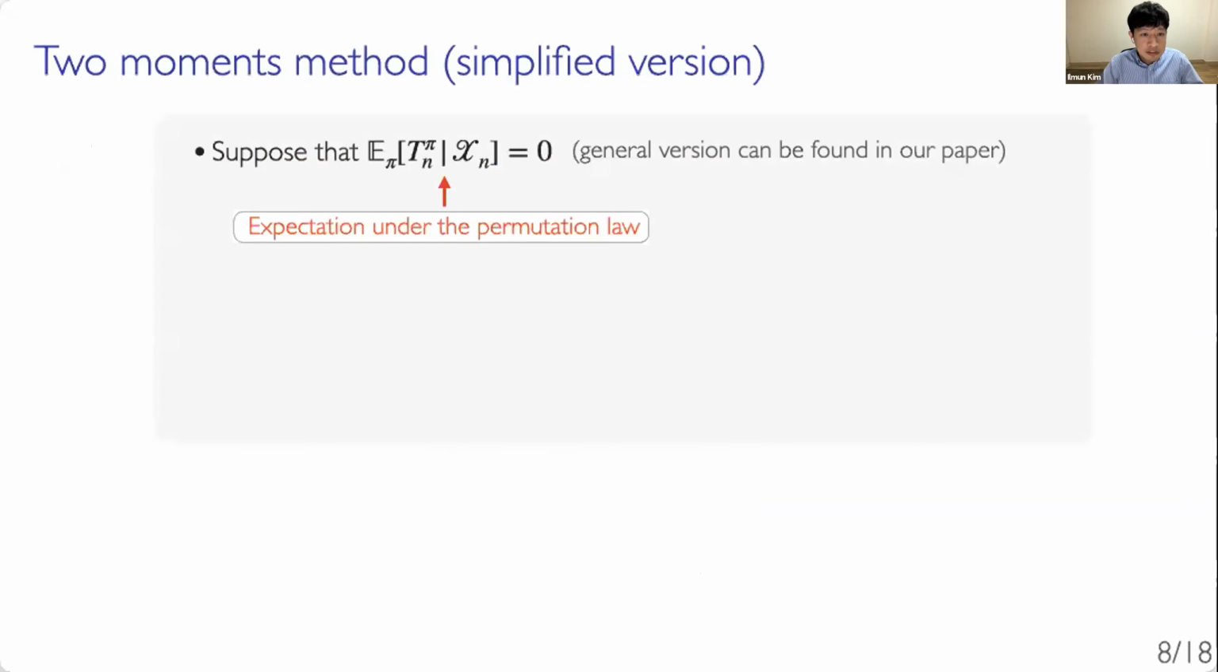Okay, so having this intuition in mind, let me provide the main result of our work. First of all, we assume that the expectation under the permutation law is equal to 0. This assumption is satisfied for U statistics that we will study later on. And a more general statement without this assumption on the expectation can be found in our paper.